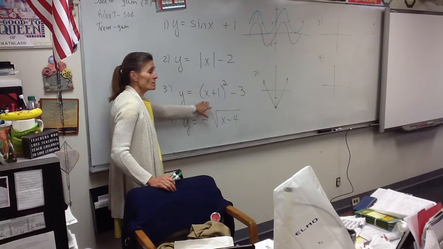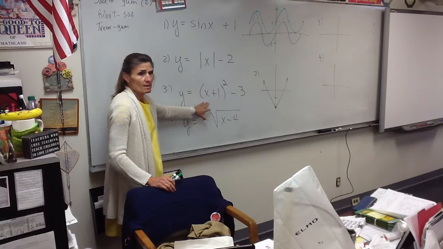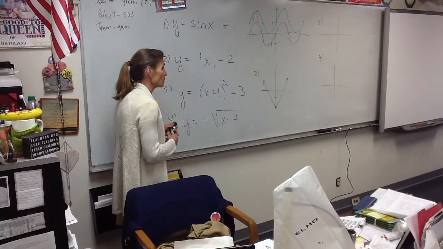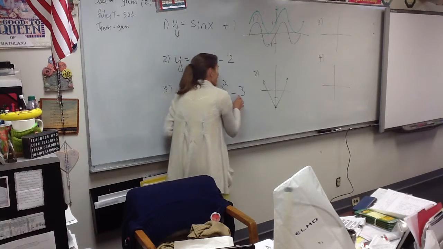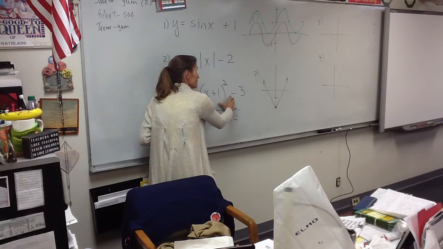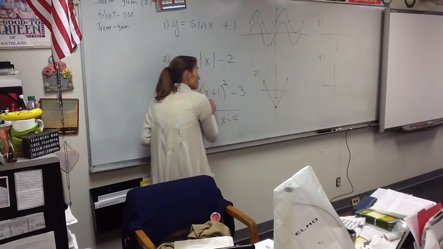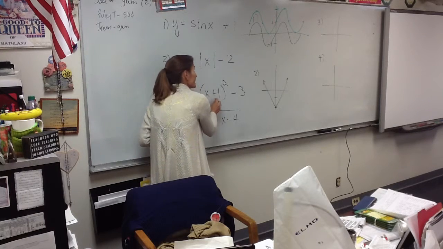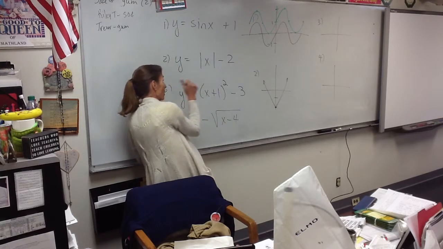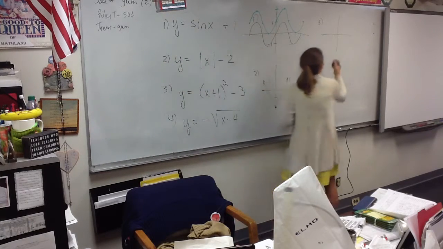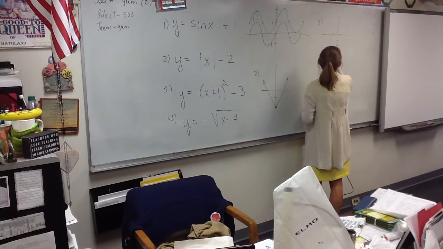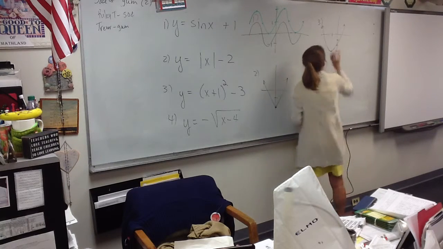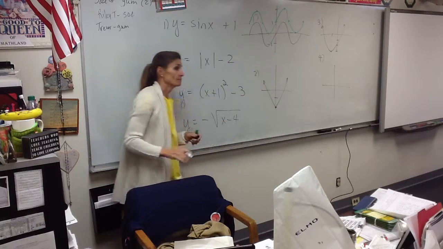Here we go. What shape is number 3 going to be? Parabola. That's your squaring function. It's a parabola. Two things have happened. How did we shift this parabola? Left 1 and down 3. Left 1 because it's the opposite. So it's going to go left 1 and down 3. So left 1 and down 3, there's your parabola.